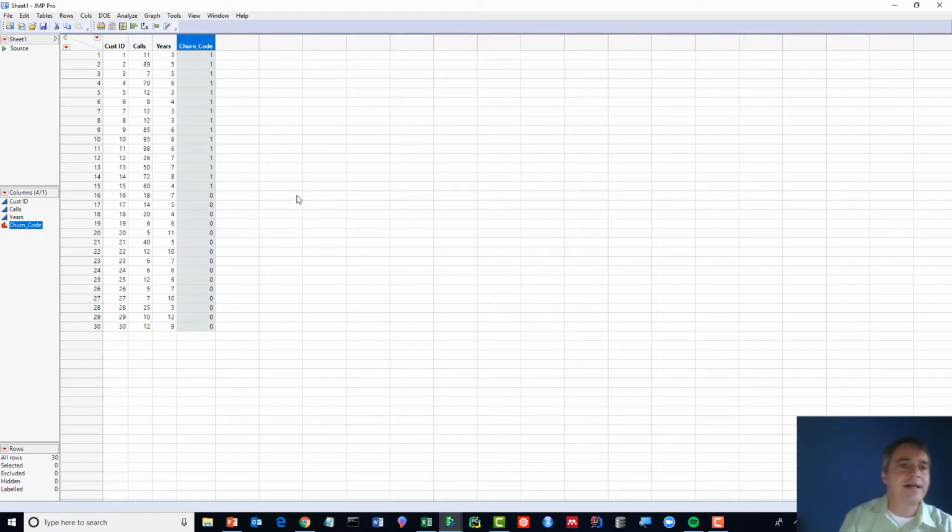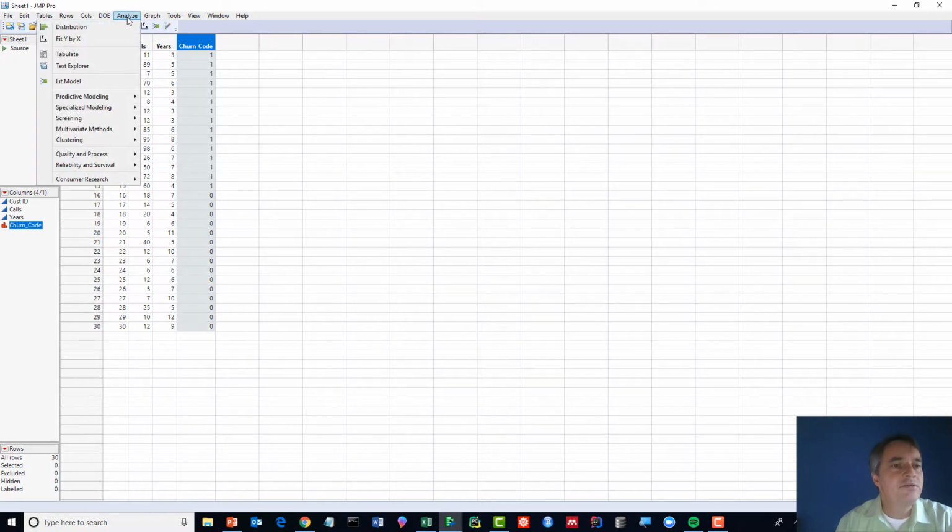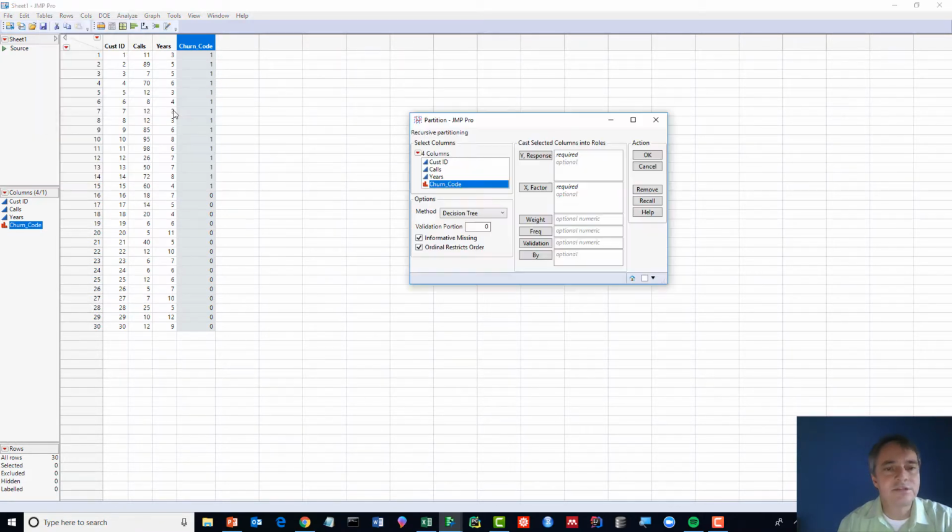We have two different classifiers that we've made for this data now. Let's go ahead and try a third one. This time I'm going to do Analyze, Predictive Modeling, and Partition. You see that the method here is decision tree, so we're making a decision tree, but JMP just calls it a partition. Just like before, we are trying to predict the churn code on the basis of calls and years, so I'll put those in as my X's. And we'll go on to the next step here.